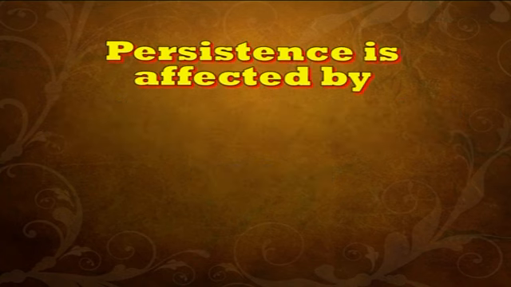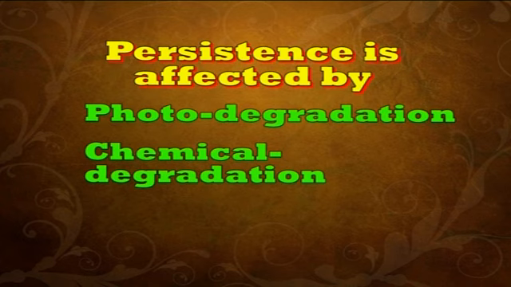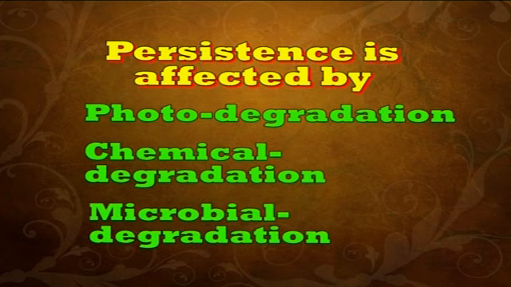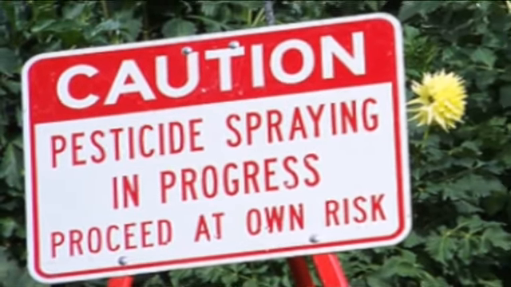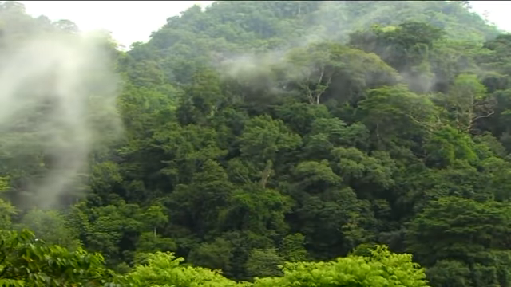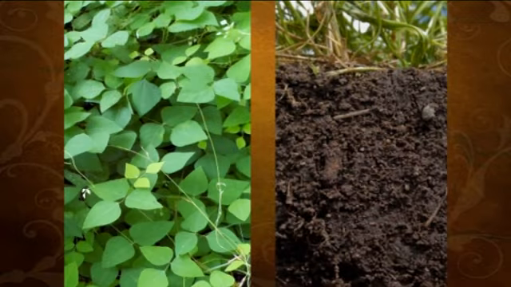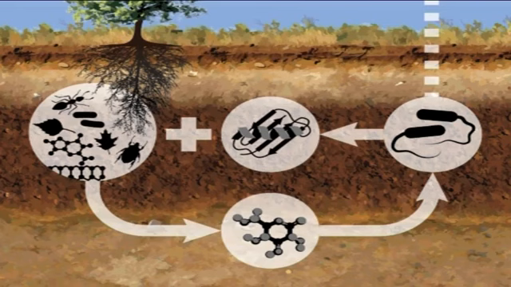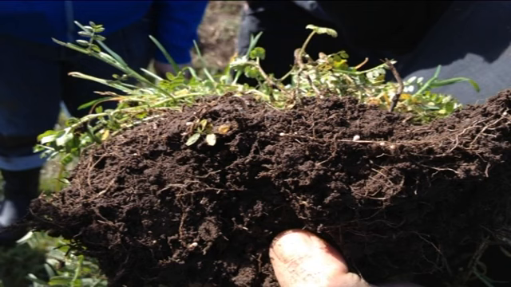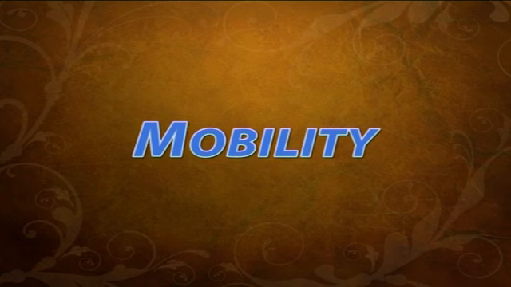Persistence is affected by photodegradation, chemical degradation and microbial degradation. All three processes may participate in the breakdown of a single pesticide. The rate of degradation depends on pesticide chemistry as well as on environmental conditions. Distribution between foliage and soil as well as temperature, soil and water pH, microbial activity and other soil characteristics may affect pesticide persistence. Next is mobility.